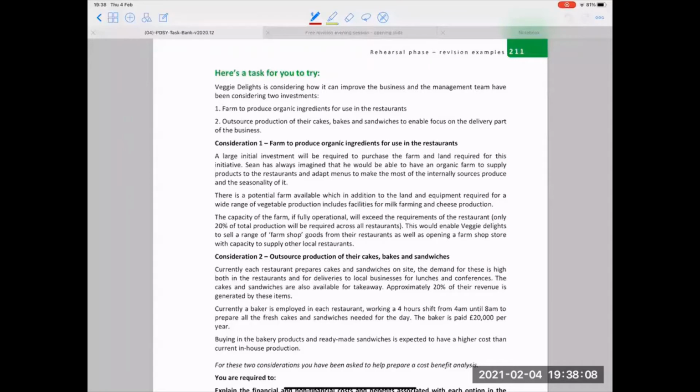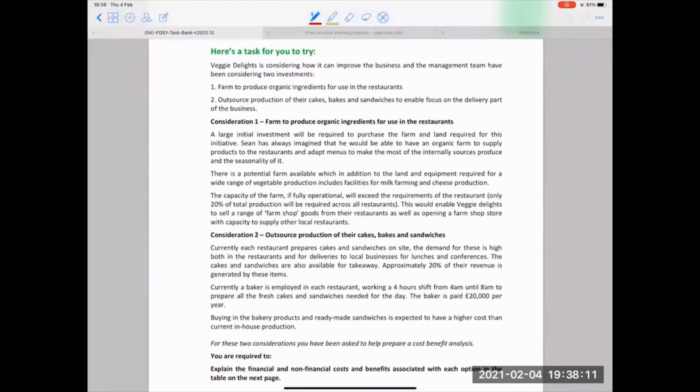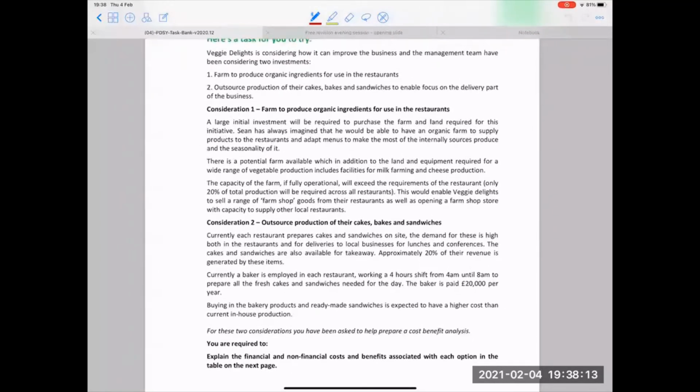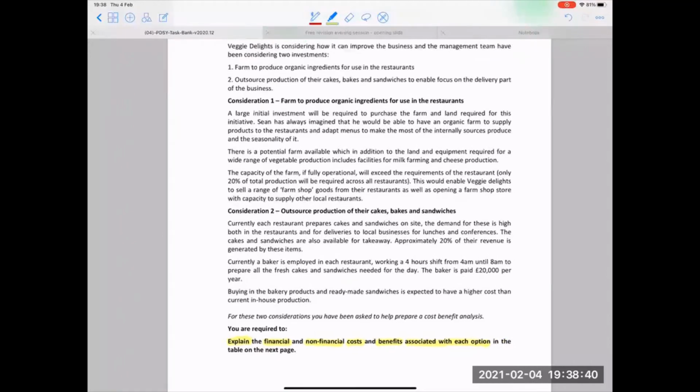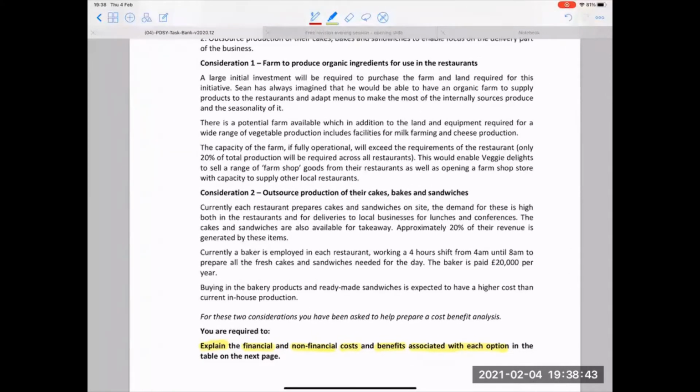Okay, but we're going to have a look at a cost-benefit analysis. I'll make it a bit bigger in a second. I'm showing you how much information we've got. And what we're required to do by popular demand is to explain, there's that key word there, the financial and non-financial costs and benefits associated with each option in the table on the next page. I haven't sent you the table. I'll show you in a second. It's very easy to draw up. And this is a really common question. Seems to crop up quite a lot at the moment in the Synoptic.